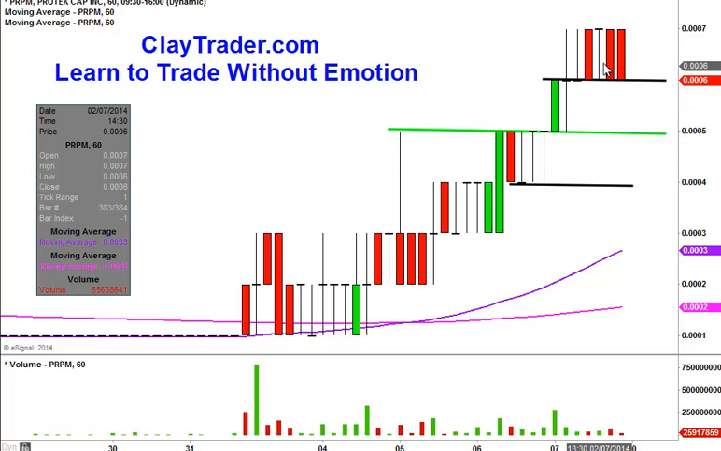In terms of resistances, very straightforward, just up here, 0007, you can see that's what's been knocking down the price. So that is the current level of resistance.